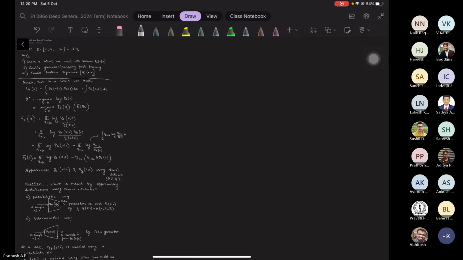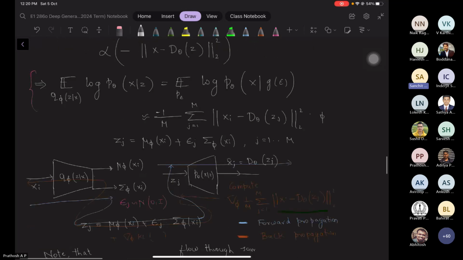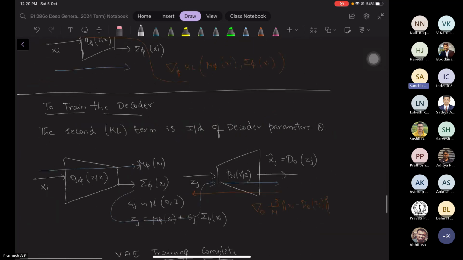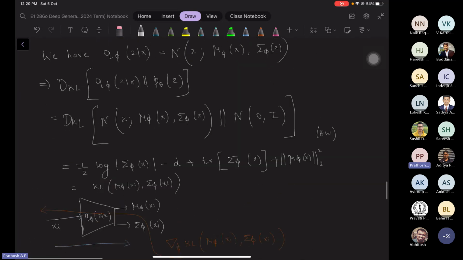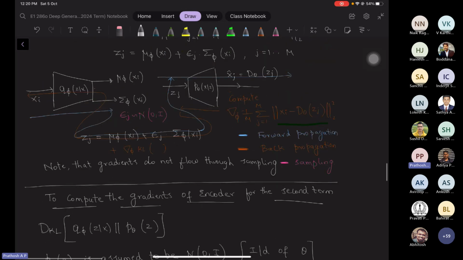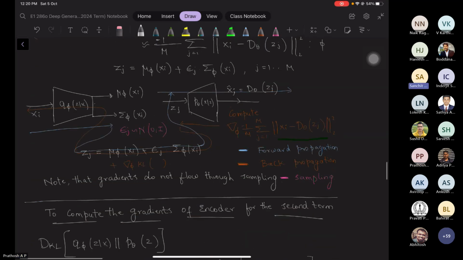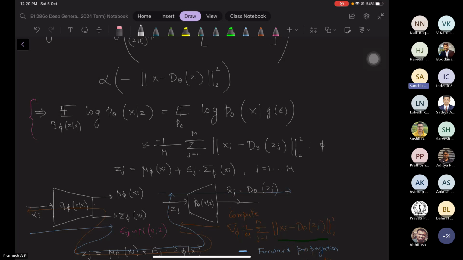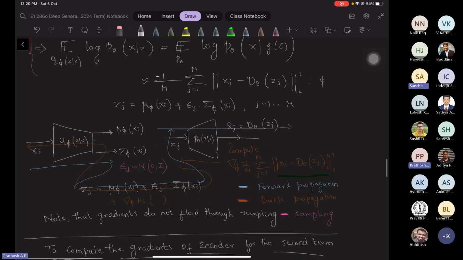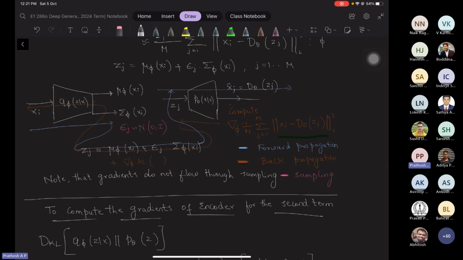Sir, one question. So the first KL term will be used to update both the encoder as well as the decoder, right? Like in the same pass. No, hold on. The first term is not the KL term. The second term is the KL term. The first term in the overall equation is called the reconstruction term. The reconstruction term is used to update both encoder and decoder.